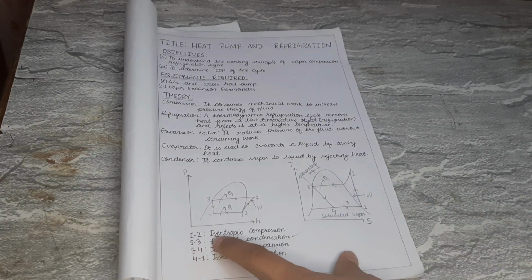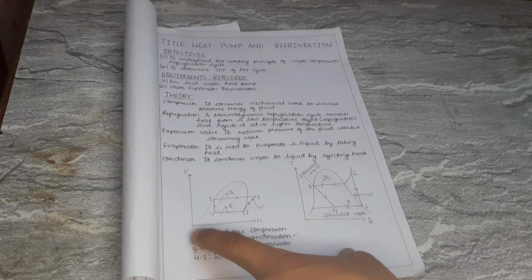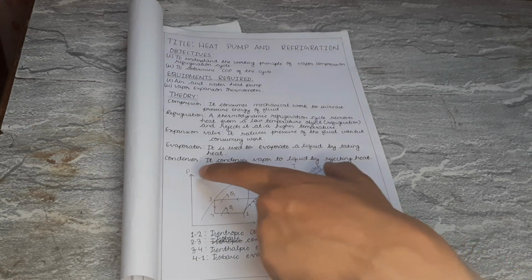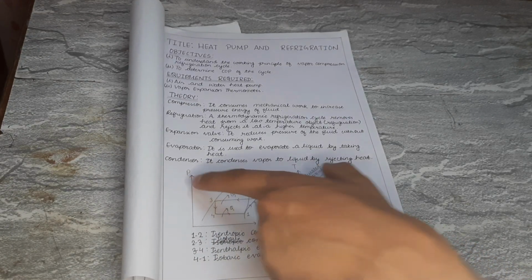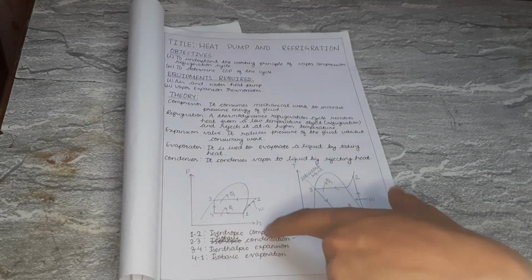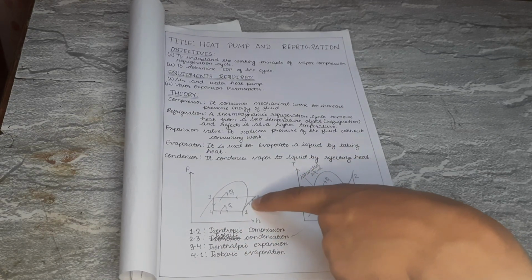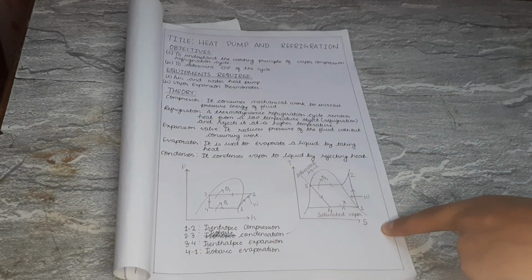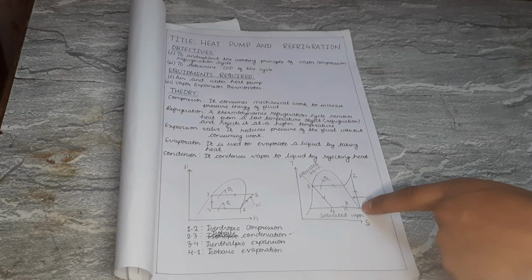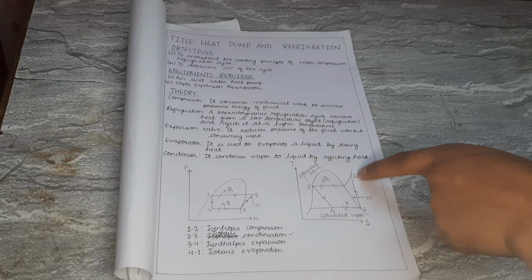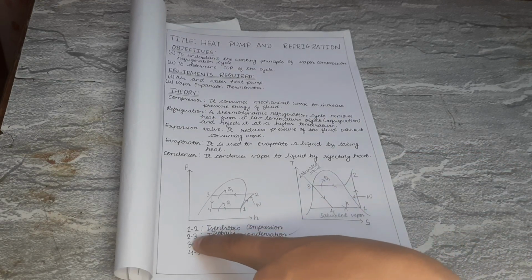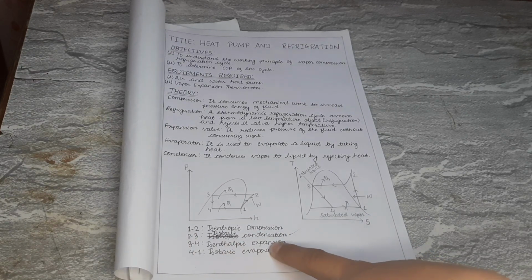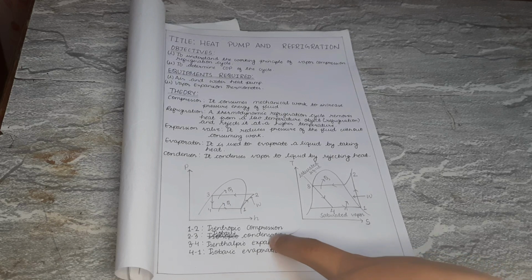From 1 to 2 is isentropic compression. In isentropic compression, while plotting the graph between P and H, that is pressure and enthalpy, it goes out to the superheated region. And in the case of T and S, that is temperature and entropy, it goes above the saturated line into the superheated region. Then the process 2 to 3 is known as isobaric condensation.